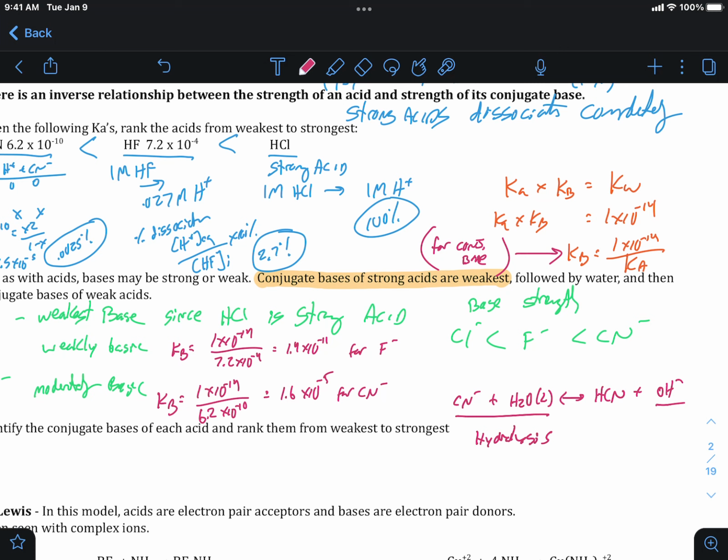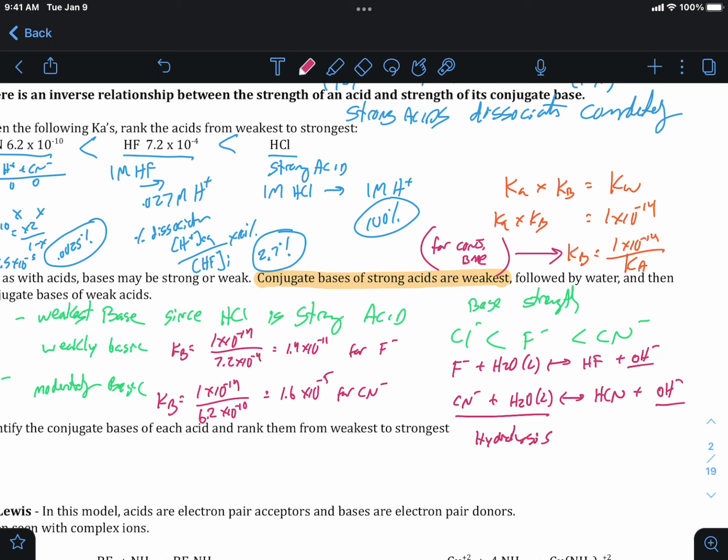Hydrolysis, the word means splitting of water. So it reacts with water and it splits water, and the result of that is going to be either H plus or OH minus. Here it takes an H plus off of water to form OH minus. What would the fluoride concentration look like? Well, what do bases do? They take protons. It would reform HF and form OH minus.